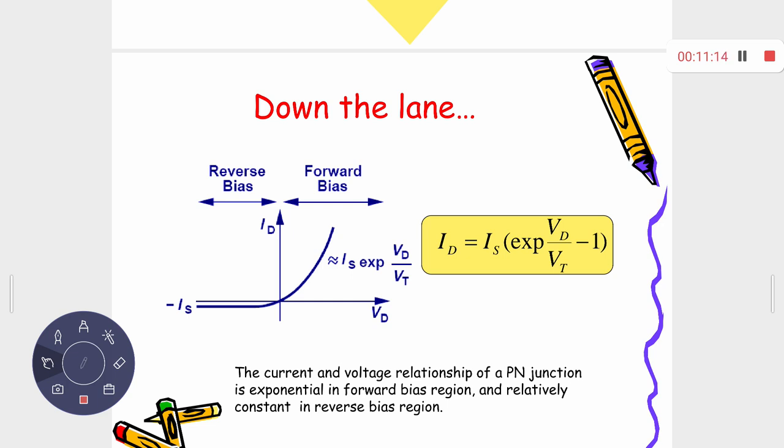Breakdown region. So typically we have three regions. One is the forward bias region, second one is the reverse bias region, and third one is the breakdown region. And each and every region has its own significance. We'll discuss that later on.